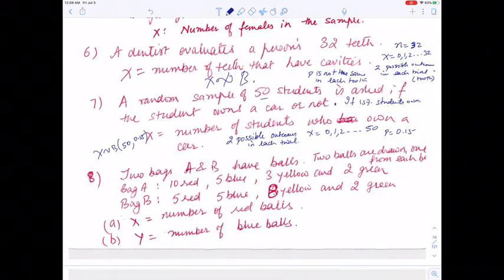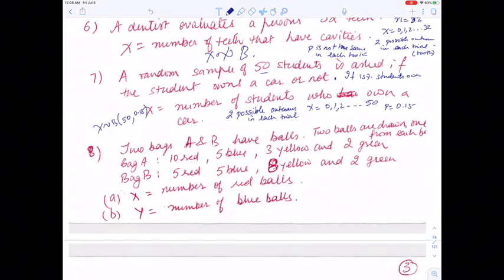Okay, pause the video, try the next one. There are 2 variables, x and y. For each of them, tell me if each of them follows binomial distribution or not. So two bags, A and B, have balls. 2 balls are drawn, 1 from each bag. It doesn't say with replacement, so that's not with replacement. But the balls are being drawn from 2 separate bags, 1 each, right? So they're independent bags. Bag A has these balls and bag B has these balls.